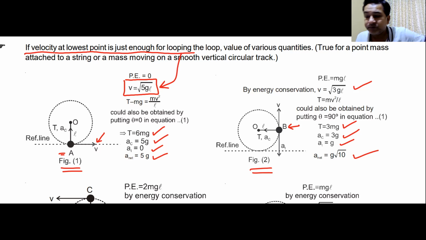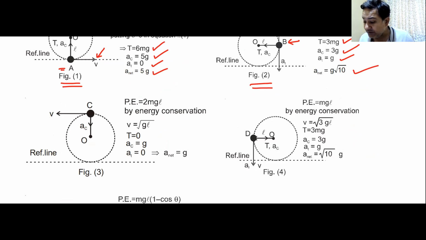I hope that you have written it down. Then we move on to diagram number 3, figure number 3. What happens at the highest point and what happens at the point D? At the highest point, potential energy is 2 times mgl. Velocity becomes exactly equal to root of gl. Tension becomes 0. Centripetal acceleration becomes g. Tangential acceleration becomes 0. Total acceleration becomes g. Well done. I hope you understood this.